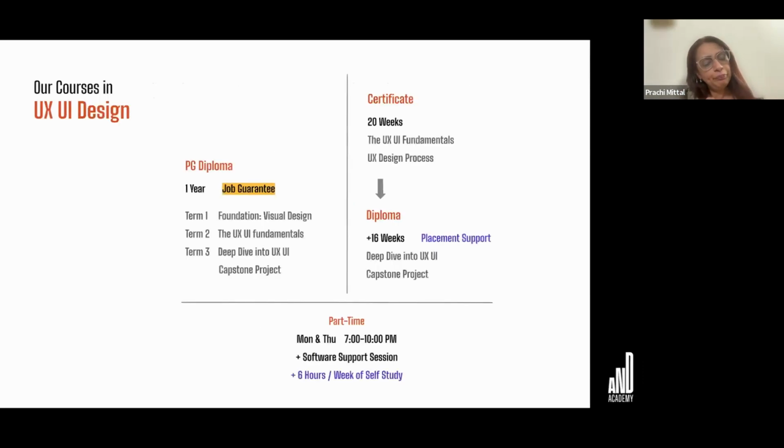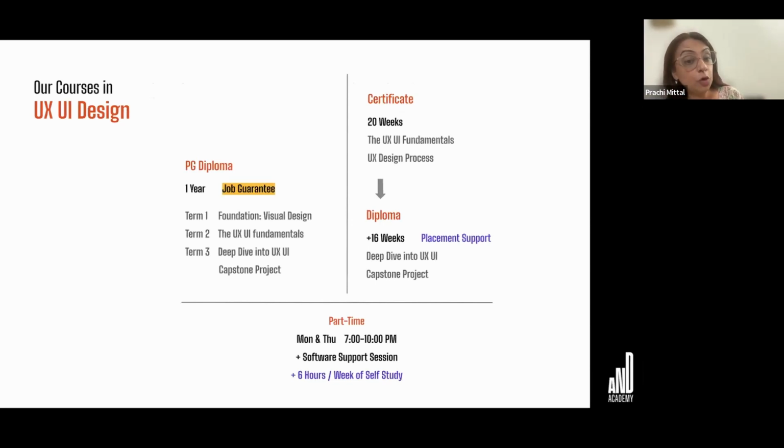Let's move. So these are the courses. We only have part-time courses in UX design. However, you are welcome to do the full-time PG diploma graphic design and then come to UX if you want. And some of our learners have done that, by the way. But our UX design, UI course offerings are part-time only, unlike graphic design.